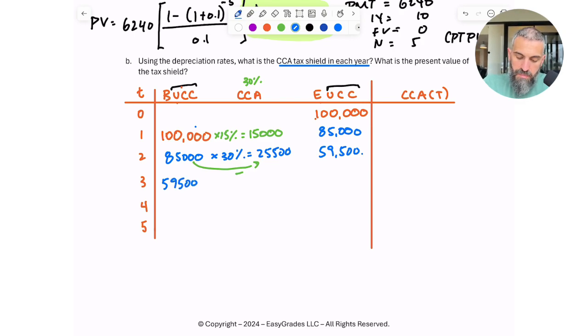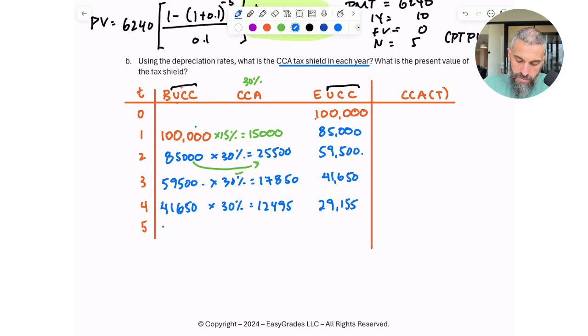So my ending becomes my beginning. I multiply that by 30%. My depreciation in year 3 is 17,850. Take that away from the beginning balance. You get 41,650. That goes down to the beginning of the next year times 30%. 12,495. Take that away from the beginning. $29,155. That then goes to the beginning.